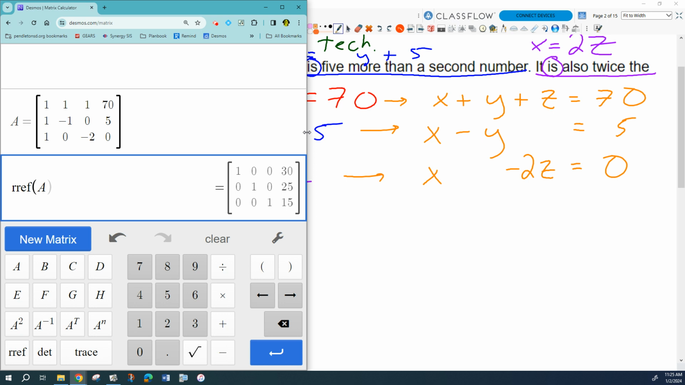Anybody remember what RREF stands for? I would never expect anybody to remember this, but this is like reduced, reform, addition, reduced row echelon form. You were very close. Very close.